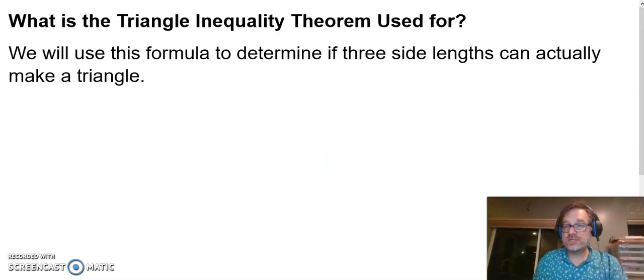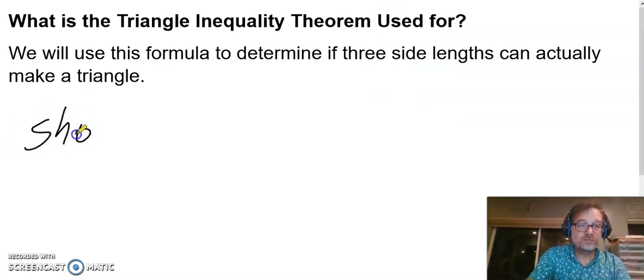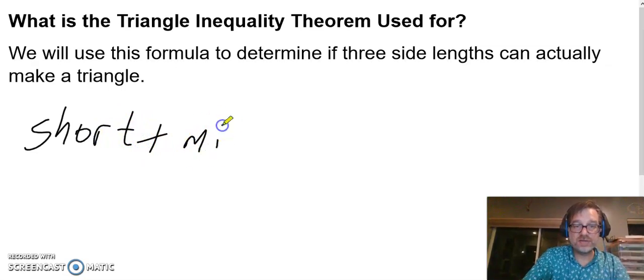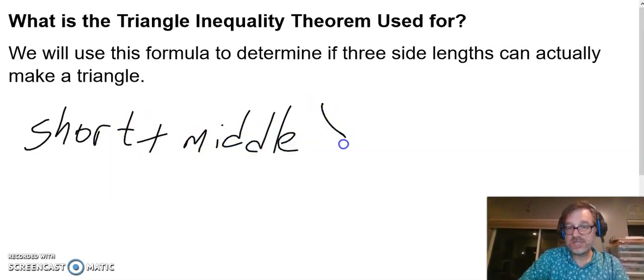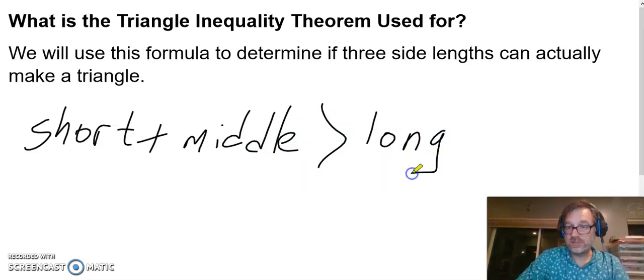So what do we use this for? We use this formula to determine if triangles actually exist. Any three numbers don't automatically make a triangle. If I take the short side and add it to the length of the middle side, and the sum, the answer, is greater than the longer side, congratulations! We've got a triangle! Yay! Put a little smiley face on it.